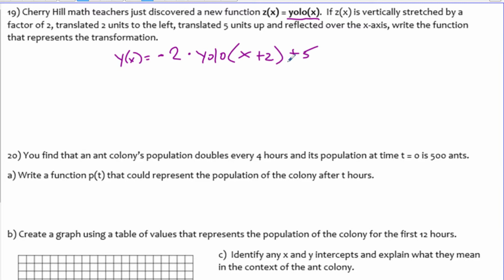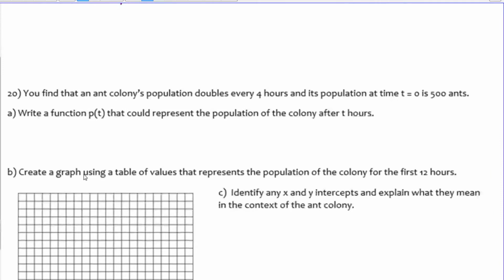If they describe transformations on a parent function, even if it's new to us, all of the ideas of transformations will still apply. C will move left and right. A and B will stretch, D will move up and down. The a value will do reflections and vertical stretches, right? So even if it's a strange function, you can still perform those transformations like you normally would, okay?